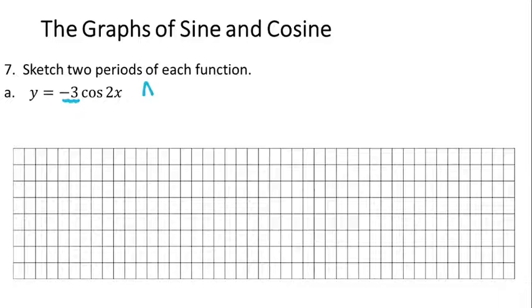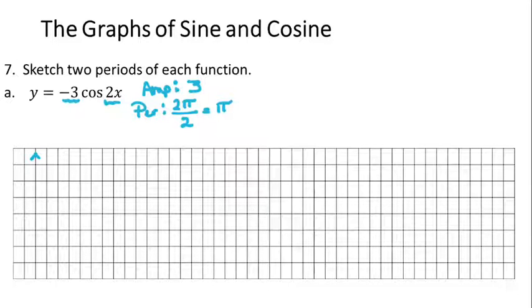That 3 in the front, remember that changes the amplitude of the function. So my amplitude for this graph is going to be 3. And then the 2 that's being multiplied by the x, that's going to affect the period. And for our period, we're going to do 2 pi divided by that number in front of the x, which is 2. And that would simplify to pi.